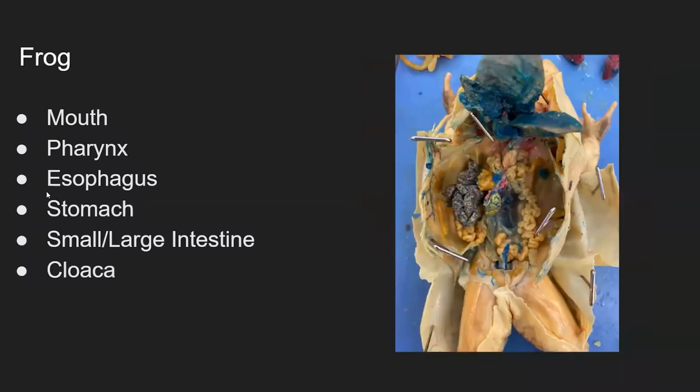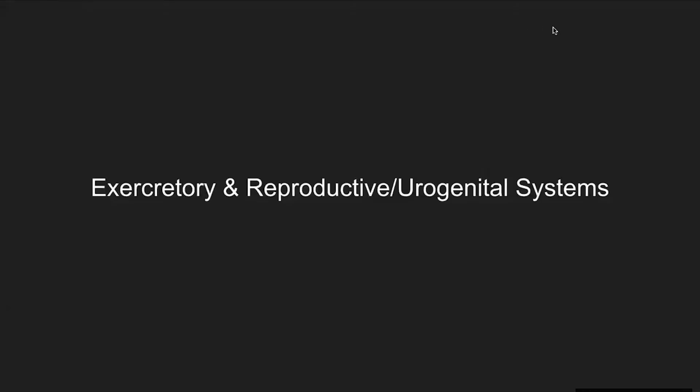And then for the frog, it's pretty much the same thing: mouth, pharynx, esophagus, stomach, small and large intestine, and the anus. Same thing happens here.